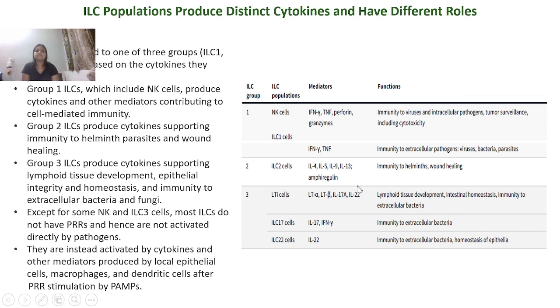Then group 2 ILCs will secrete IL-4, IL-5, IL-9, IL-13, and they will give immunity to helminths. They have wound healing properties.